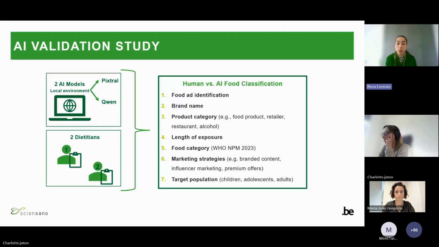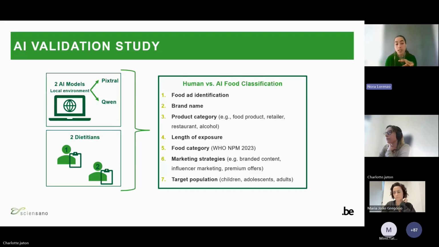Compared to previous validation studies, here we would have a first step that is quite relevant, which is identifying ads. Of course, the other validation studies were done only with advertisements, so all the images provided were advertisements, whereas in this case, we have many pictures that maybe are not relevant, but some are including advertisements. So we will be doing that as well as identifying brand name, product category, length of exposure, as we may be able to identify the first and last frame of the same advertisement and say how long that might be. Food categories as well, marketing strategies, and also potentially target population.